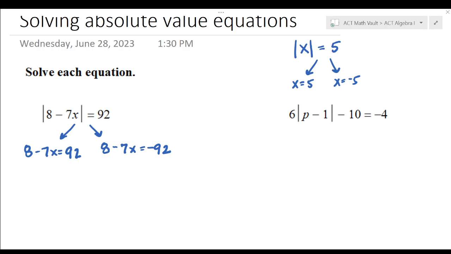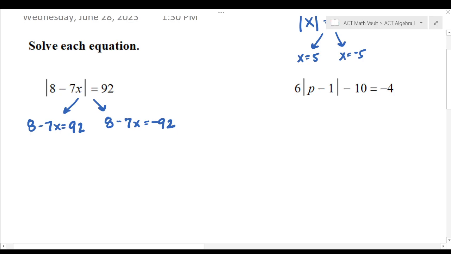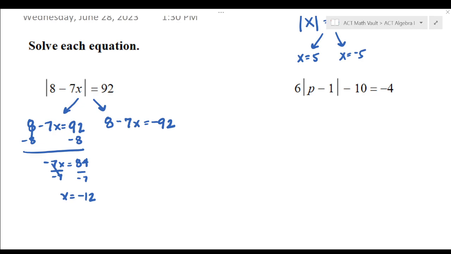Okay, so I have two things that I need to solve. And I'm going to just subtract 8 on both sides. So then this will give me 84. And then I need to divide by -7. I end up getting -12 as one of my answers. Okay, so that means if I threw in -12 right here, I would end up getting 84 plus 8 is 92. The absolute value of 92 is 92.